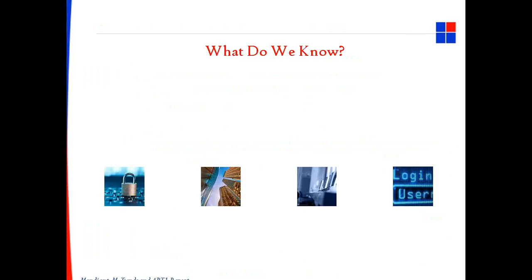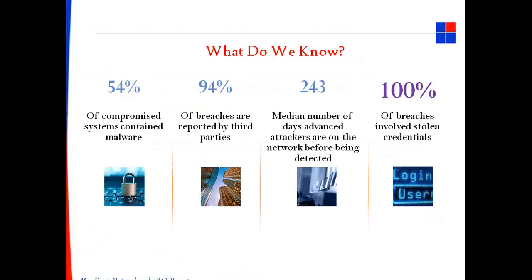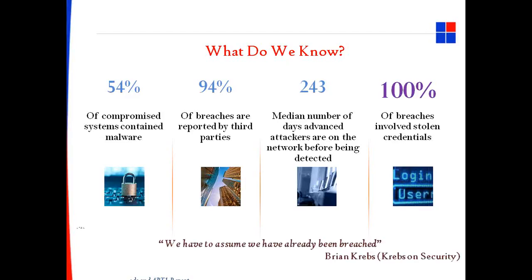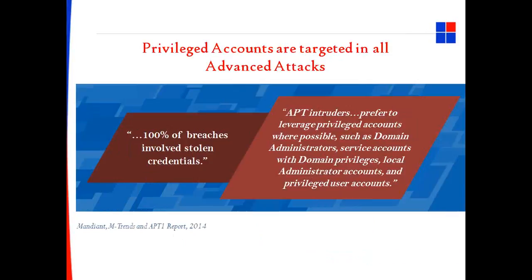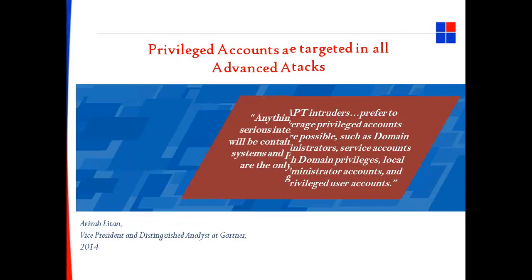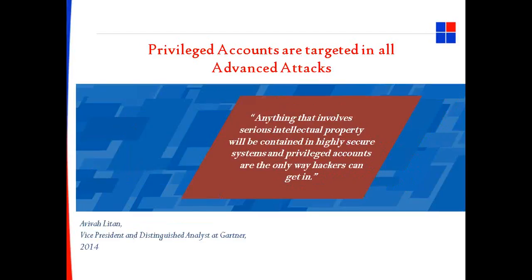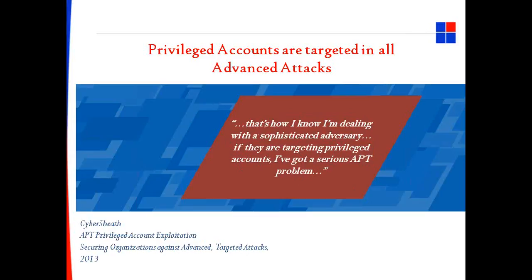Let's move on to the next slide. 54%. If you're only looking at malware, it's not the full story. 94% of organizations need to be told that they have been breached. 243 days of lack of visibility into attacks. 100% of all breaches involve stolen credentials. Privileged accounts are targeted in all advanced attacks. APT intruders prefer to leverage privileged accounts where possible, such as domain administrators, service accounts, domain privileges, local administrator accounts, and privileged user accounts. Anything that involves serious intellectual property will be contained in highly secure systems, and privileged accounts are the only way hackers can get in. That's how I know I'm dealing with a sophisticated adversary if they're targeting privileged accounts. Then I have got a serious APT problem.